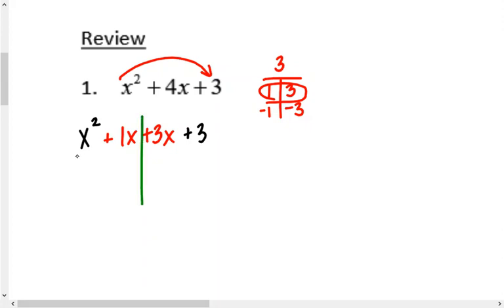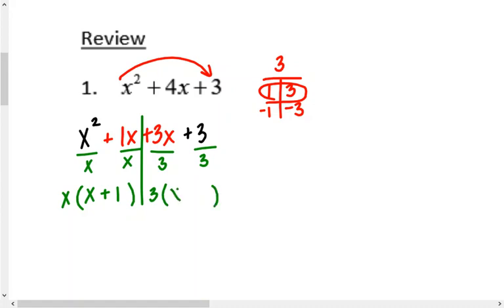Cut it in half. GCF of the first side is x. So GCFs go in front of parentheses. And then I'm left over with x plus 1. GCF of the second side is 3. 3 goes in front of parentheses. And I'm left with x plus 1.